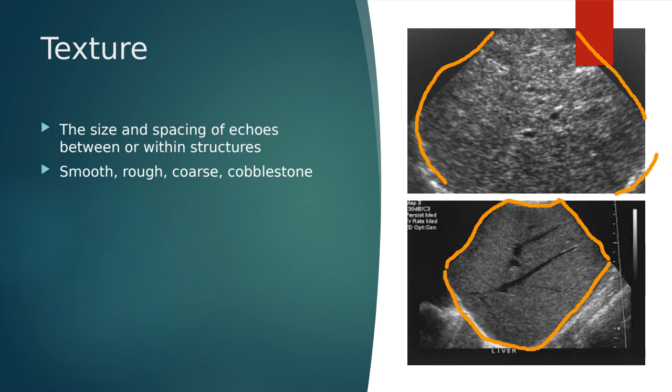It looks a little bit grainy, and if you were to touch it, it would probably be rough to the touch. So that's going to be that rough or coarse texture with a heterogeneous appearance as well. We're typically not going to see a homogeneous structure have a coarse texture. So homogeneous and smooth typically go together, and heterogeneous and coarse or cobblestone or rough are usually going to go together as well.